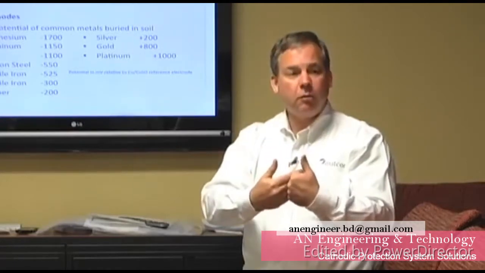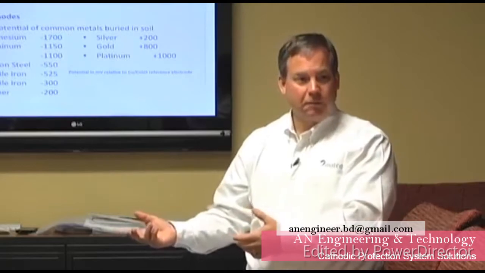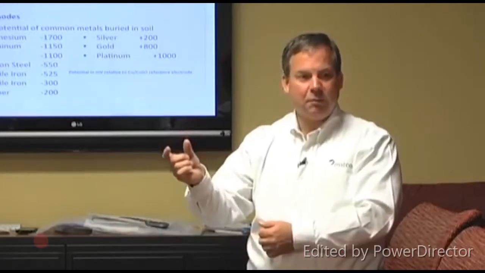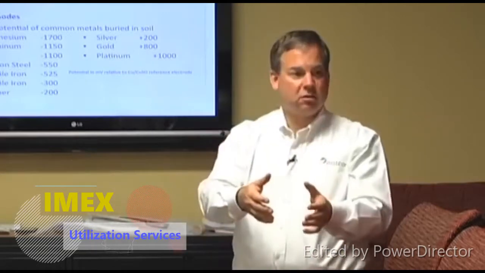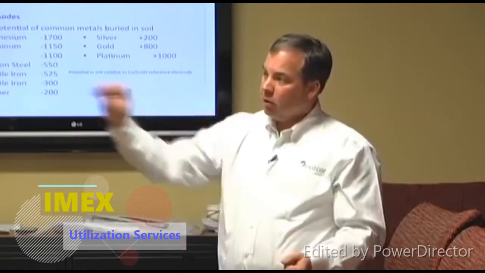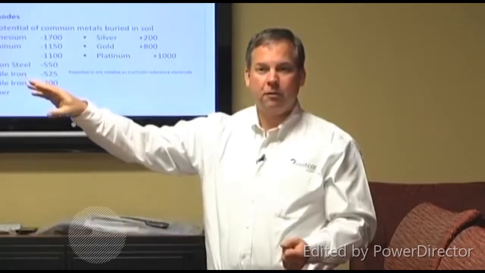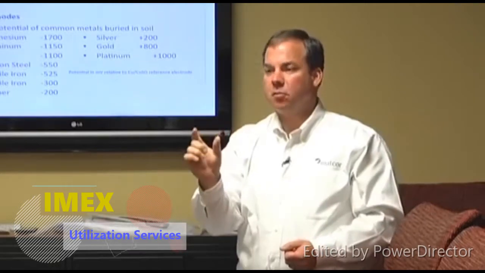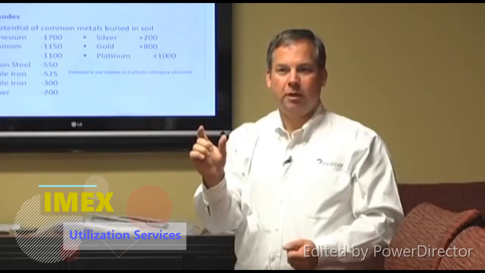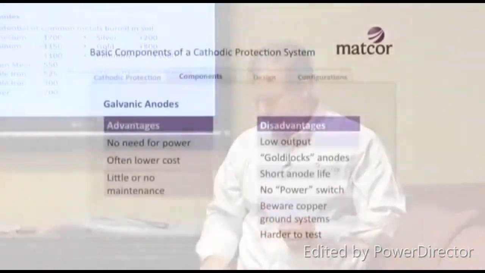How much current will flow? That's going to be a function of what the resistance is. The voltage difference is fixed. Magnesium has a natural potential. Steel has a certain potential. Now remember, when we flow current to it, the steel's potential is going to change. It's going to polarize. It's going to become more negative. So that difference in voltage potential, we call that driving force. That's how much we can push current off that magnesium.